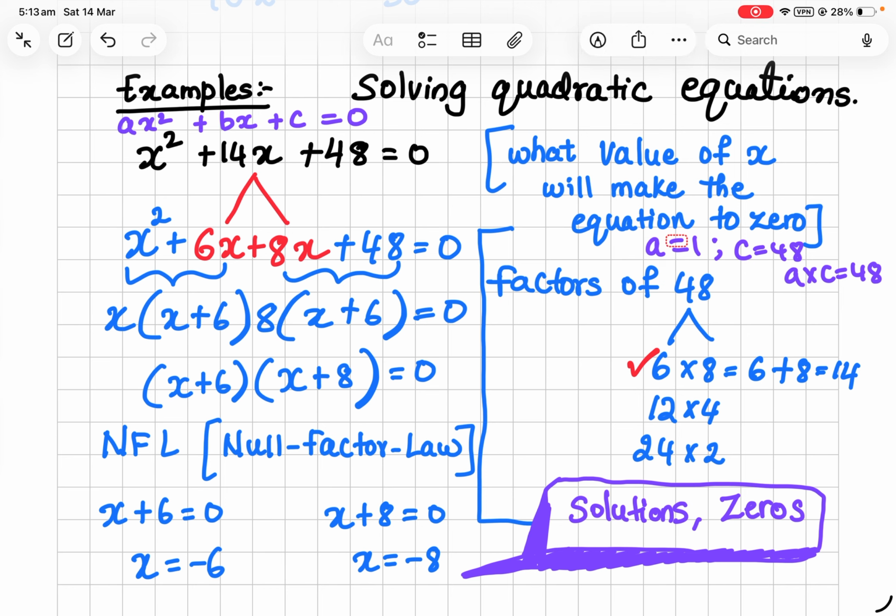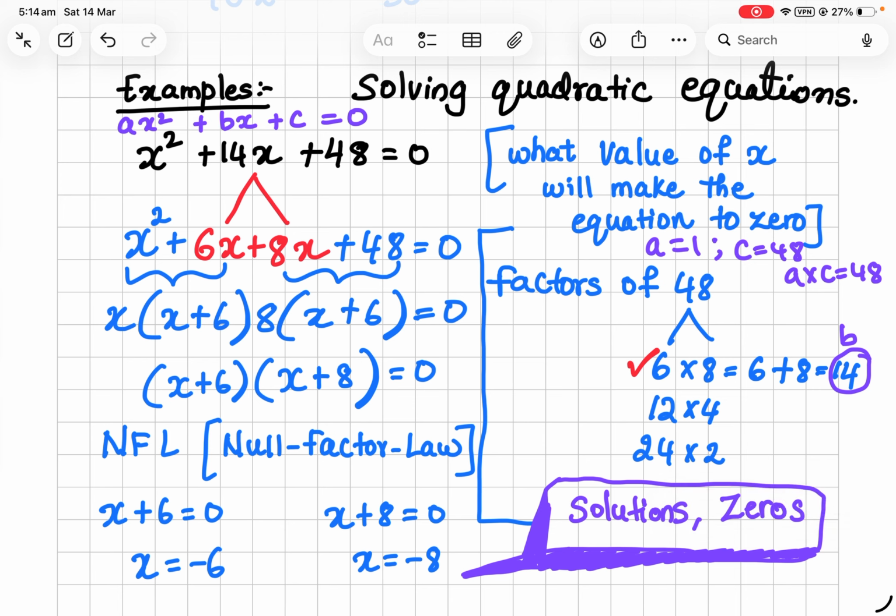There could be many. You can do 1 times 48, you can do 2 times 24, you can do 12 times 4 or 6 times 8. But for me, the goal is when you add these factors or subtract the factors, you should be able to produce your b value. So now if you see your b value, which is 14, 6 plus 8 works for me, because 6 plus 8 is 14.